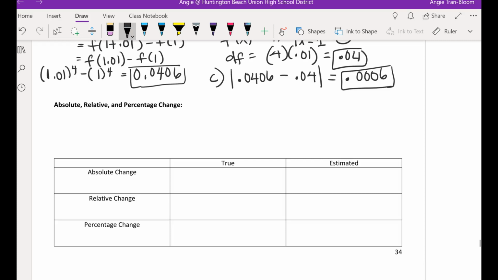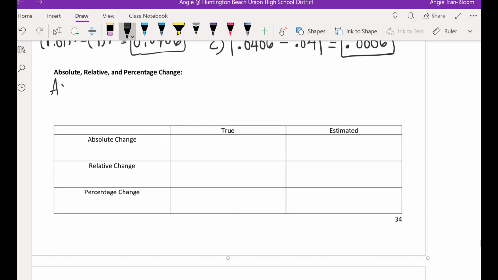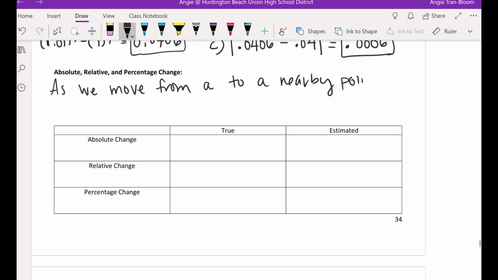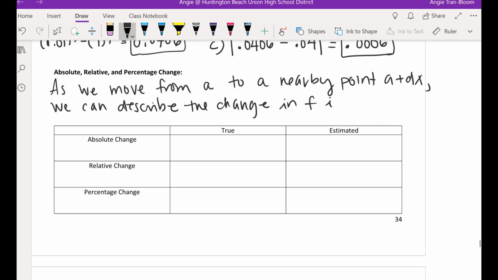Hey guys, all right, we are still on 4.5, absolute, relative, and percent change. As we move from A to a nearby point called A plus dx, we can describe the change in f in three ways.